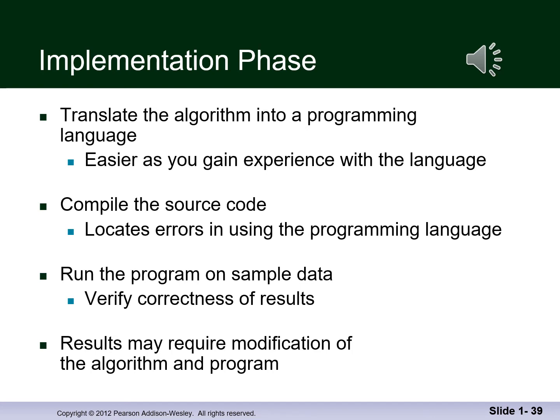You compile a source code, you locate errors, and using the programming language, you repair or adjust, correct those errors. You run the program on sample data to verify the correctness of the results. If you're to subtract A from B and you accidentally subtract B from A, which is easy to do, you want to take some sample data and run the program with sample data to make sure you get the results that you expect. And the results may require modification of the algorithm and the program.